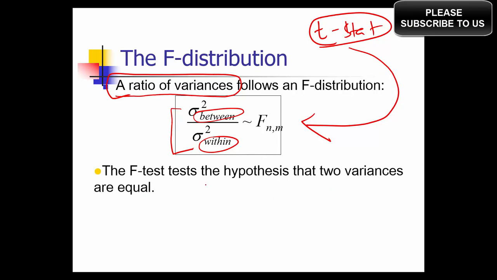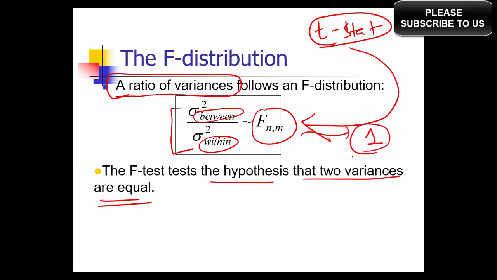So the F test tests the hypothesis that the two variances are equal. If the F statistic tends towards 1, we see that the variances are the same, and in that way we can analyze whether the means are the same or not, and see how they're related. The variance is related to the mean comparison and so on.